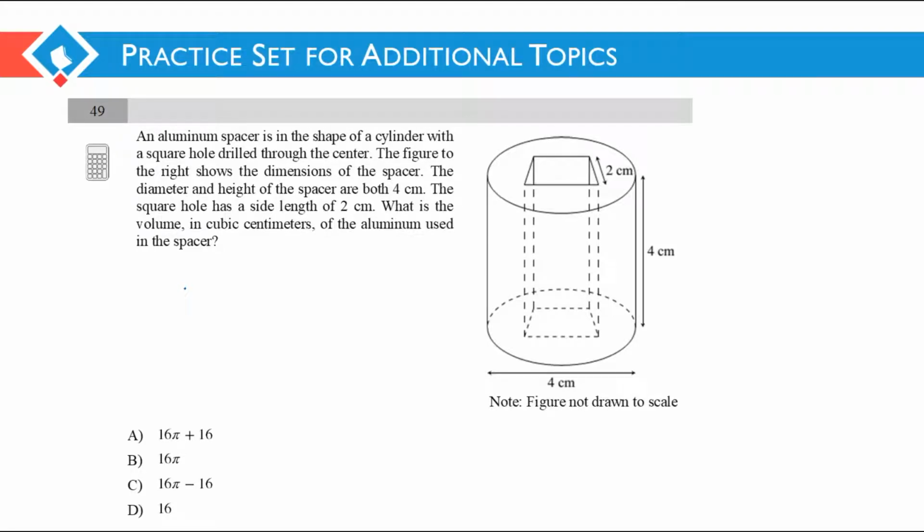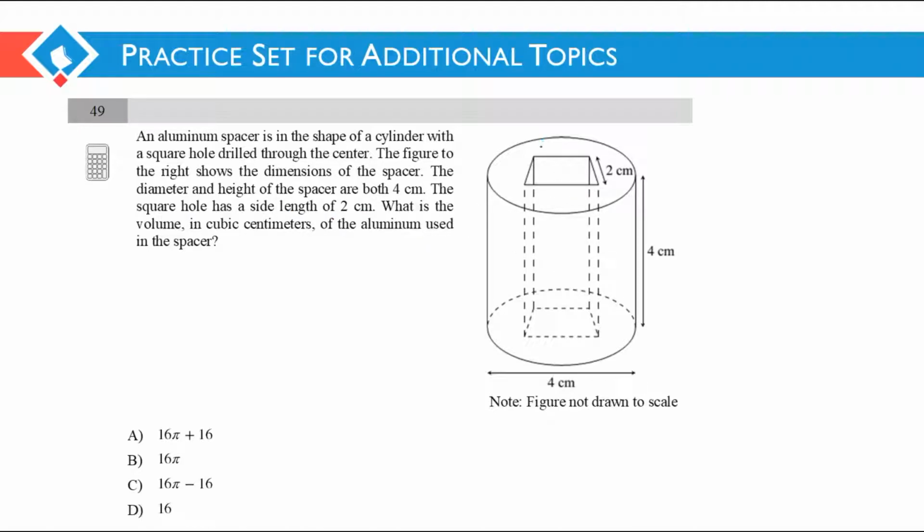An aluminum spacer is in the shape of a cylinder with a square hole drilled through the center. The figure to the right shows the dimensions of the spacer. The diameter and height of the spacer are both 4 centimeters, so it's 4 centimeters in diameter and 4 centimeters in height. And the square hole has a side length of 2 centimeters.